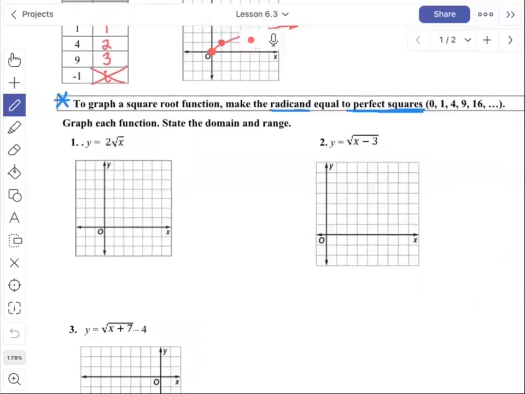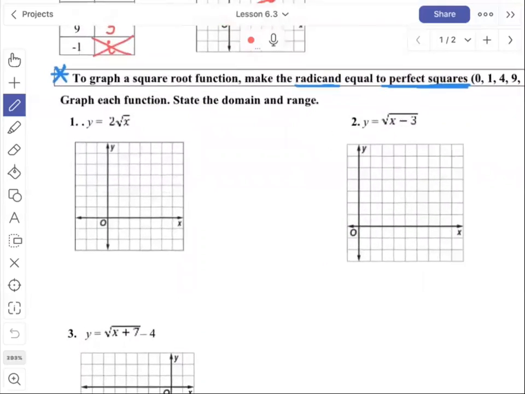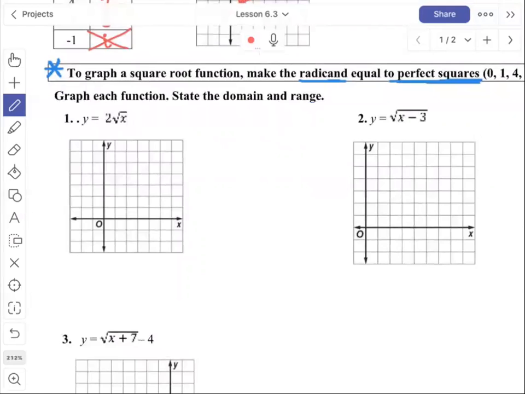Okay, so to graph this, first thing, set up a t-chart. We've got x and we've got y, right? So for x, we're going to make perfect squares. So 0, 1, 4, 9. And y is 2 rad x. Okay, so let's plug in these x values and get our y.